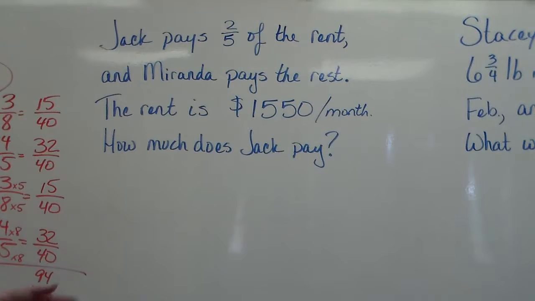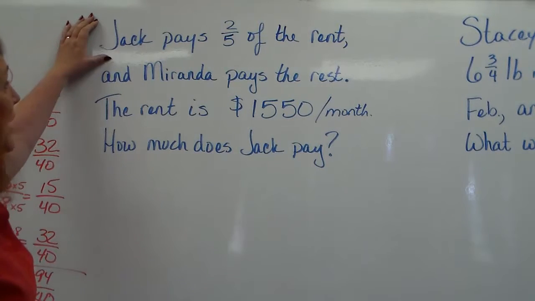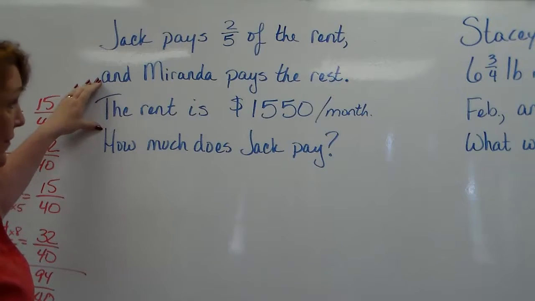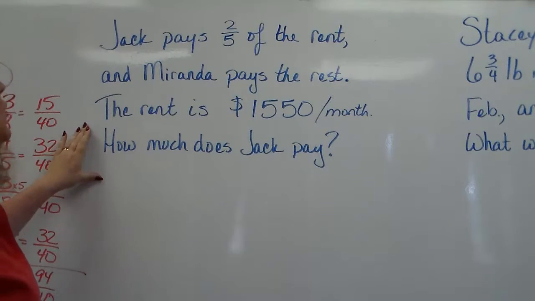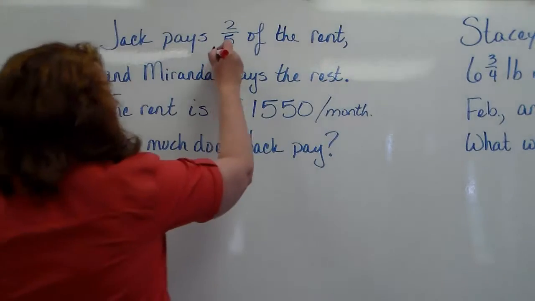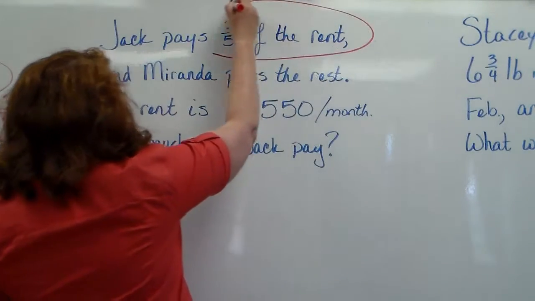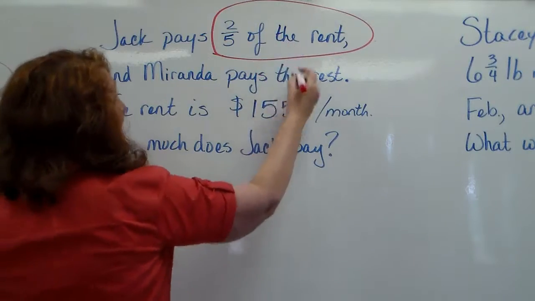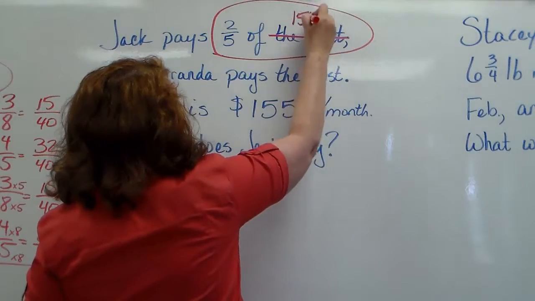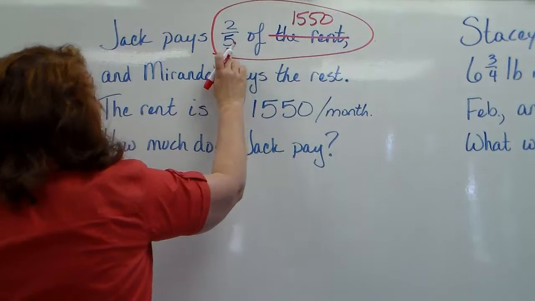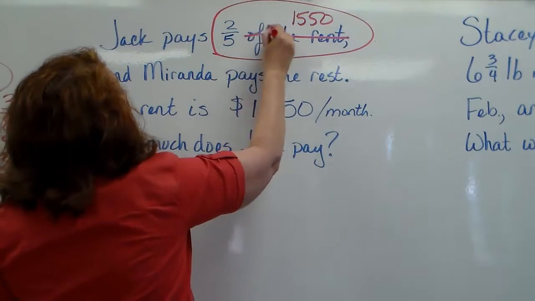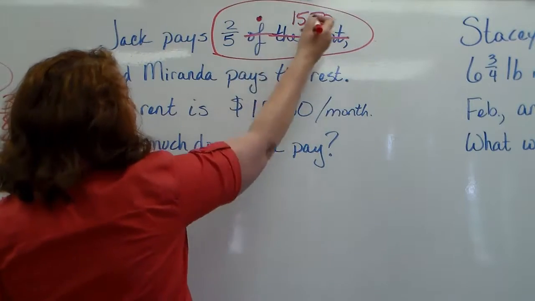Next, we have a rent problem. Jack pays 2/5 of the rent, and Miranda pays the rest. The rent is $15.50 a month. How much does Jack pay? Well, it says right in the problem, this is the problem that I'm doing. What is 2/5 of the rent? I can just stick $15.50 here, and the problem says, what is 2/5 of $15.50? Of means multiply. So here's my problem.